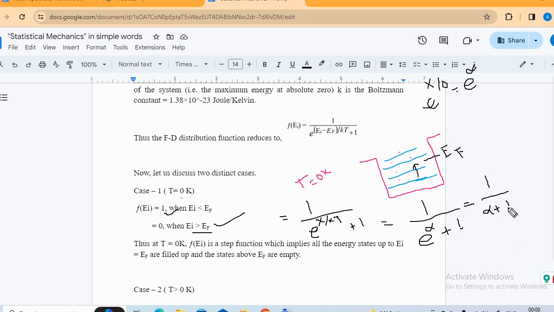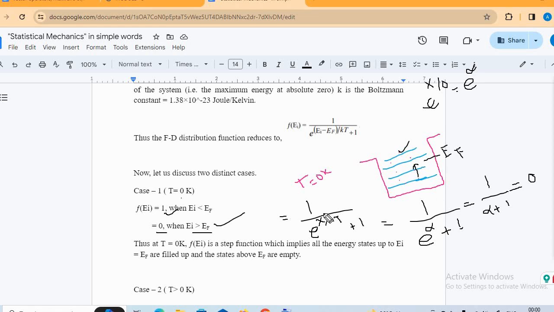So, obviously, this is 1 by infinite. 1 by infinite gives us, mathematically, 0. And physically one can get that at absolute 0. So, no particles will be available above the Fermi level.